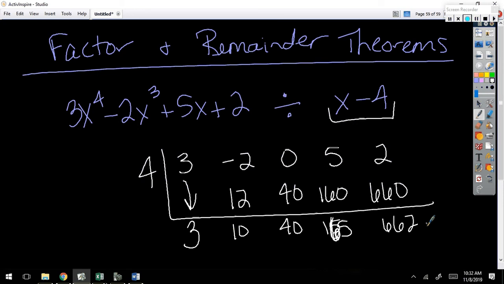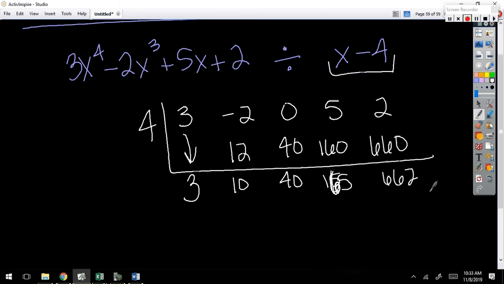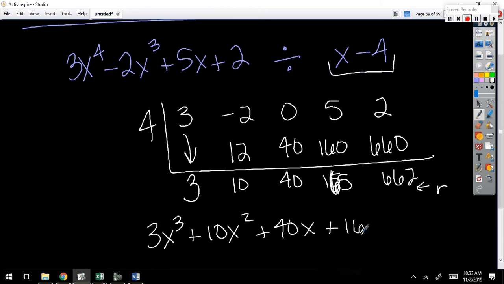The remainder is 662. The constant is 165. There's 4x cubed, 10x squared. Oh my goodness, 40x. Never mind. Plus 40x plus 165. And then it is plus 662 over x minus 4. Okay, I want y'all to see, easy, right? Here's the first thing that I'm going to show you. This is what we call the remainder theorem.